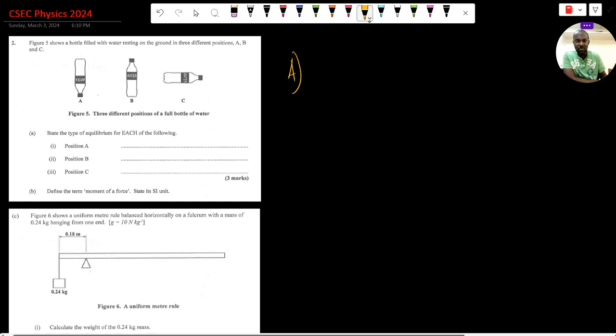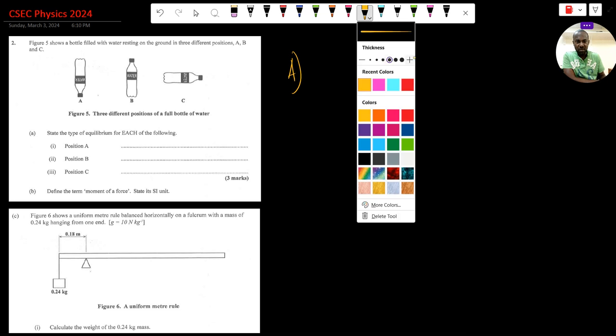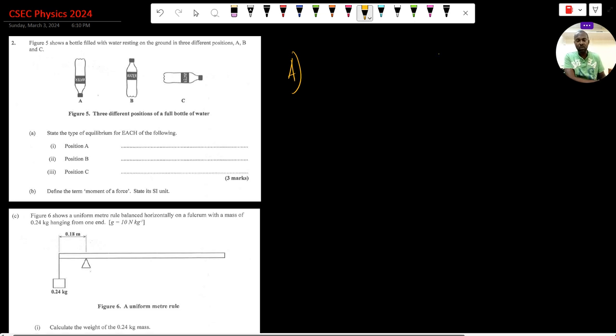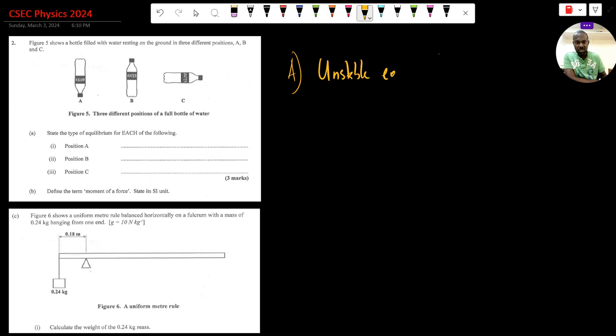Now, in position A, if you were to just give the bottle a slight displacement, it will topple over quite easily. And therefore, we say that this bottle is in a state of unstable equilibrium. So in position A, the bottle is in a state of unstable equilibrium.